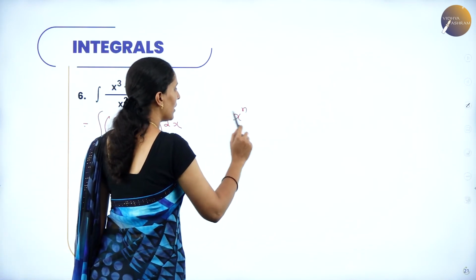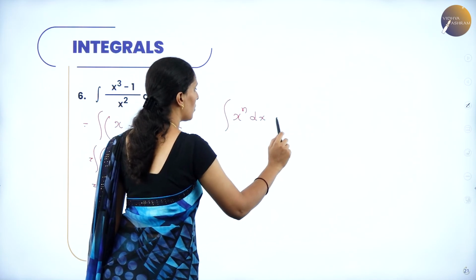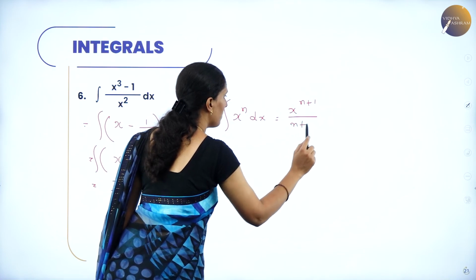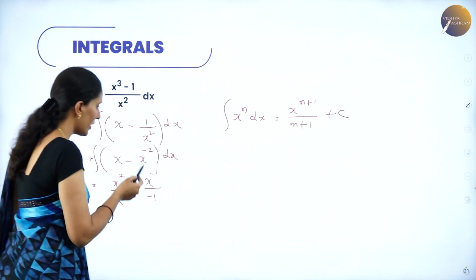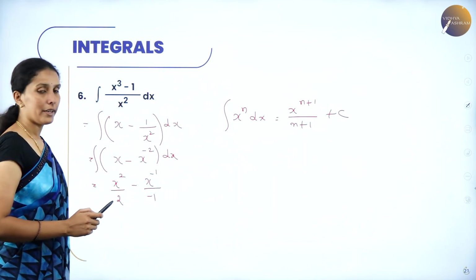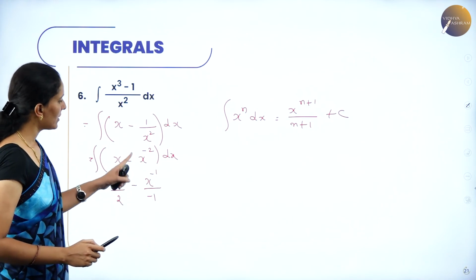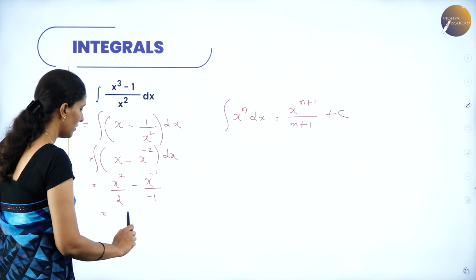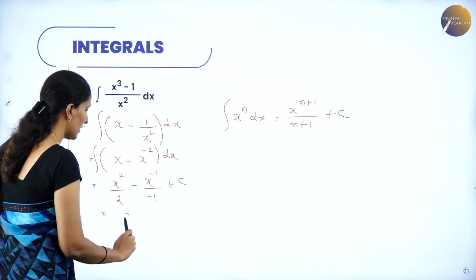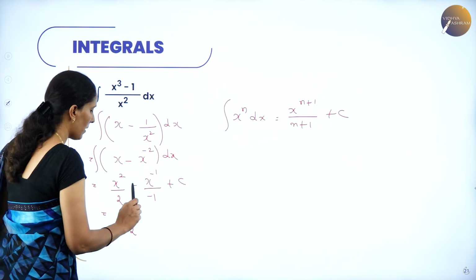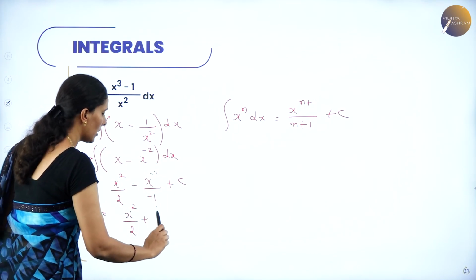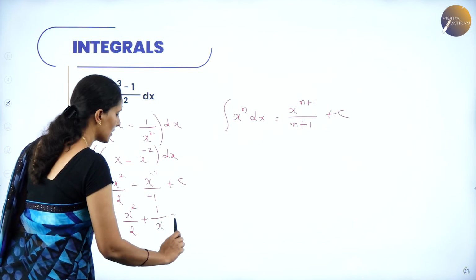Remember, integration of x power n with respect to dx is x to the power n plus 1 divided by n plus 1, plus c. So, here I have taken the power into the numerator so that it becomes negative. Hence, minus 2 plus 1 is minus 1, divided by minus 1. So, we have here plus c. Thus, x square by 2, minus into minus is plus, x to the power minus 1 can be written in the denominator. So, it is 1 by x plus c.